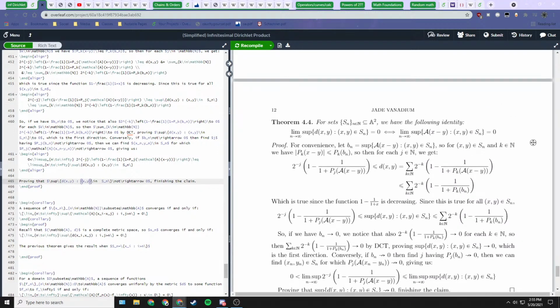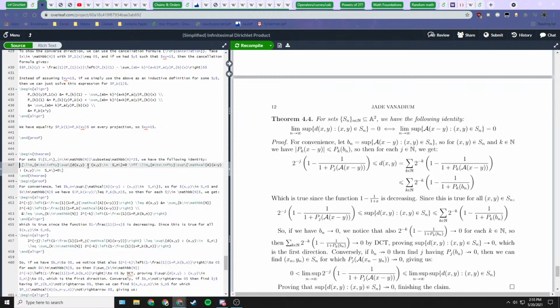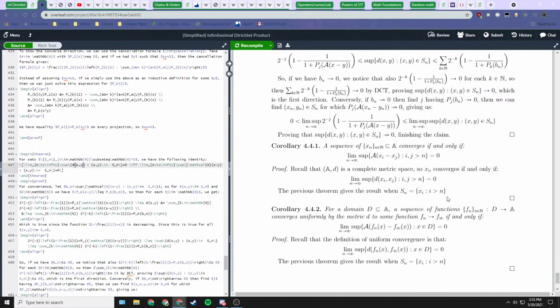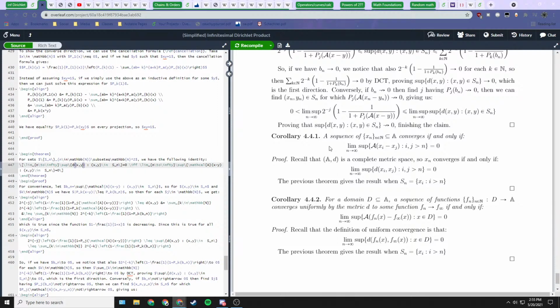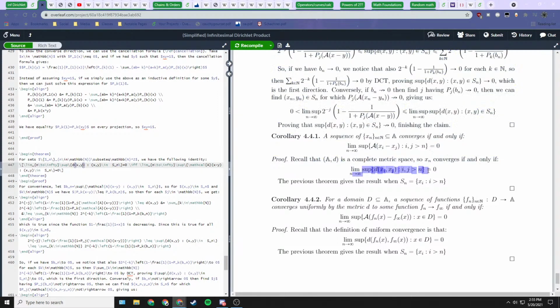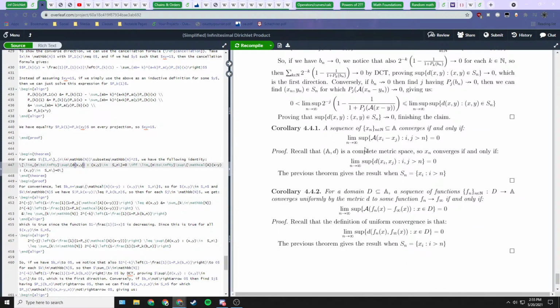Maybe. That would be more general, actually. I'll leave it how it is, though, I think. So this gives us all this, and then a sequence of xn converges if and only if this. So recall that this is a complete metric space. Xn converges if and only if this limit is 0 in a complete metric space.